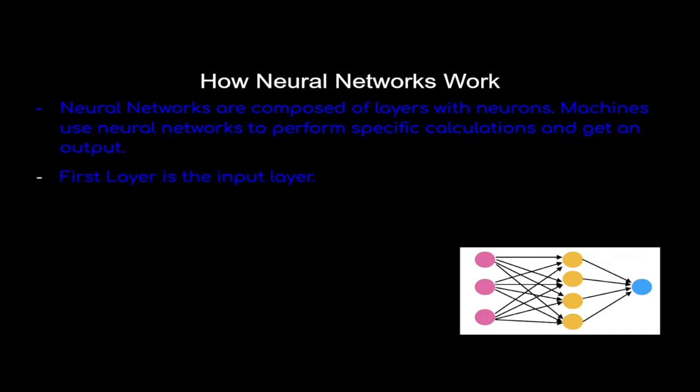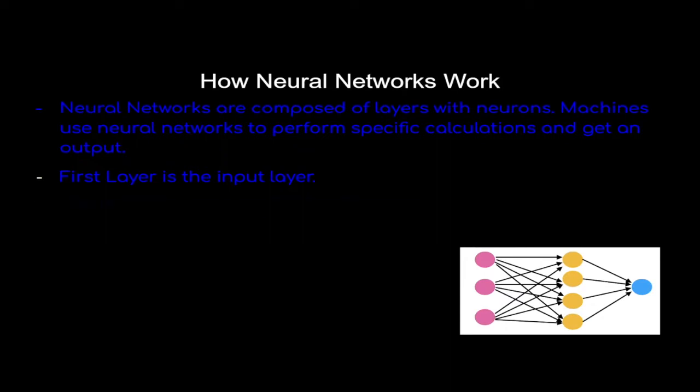So neurons are actually a thing that holds a value. So let's say I input the number 6. The neuron in the input layer would have a value of 6. The first layer is the input layer. Like I said, if we plug in both numbers 6 and 7, we will have 2 neurons in the first layer.